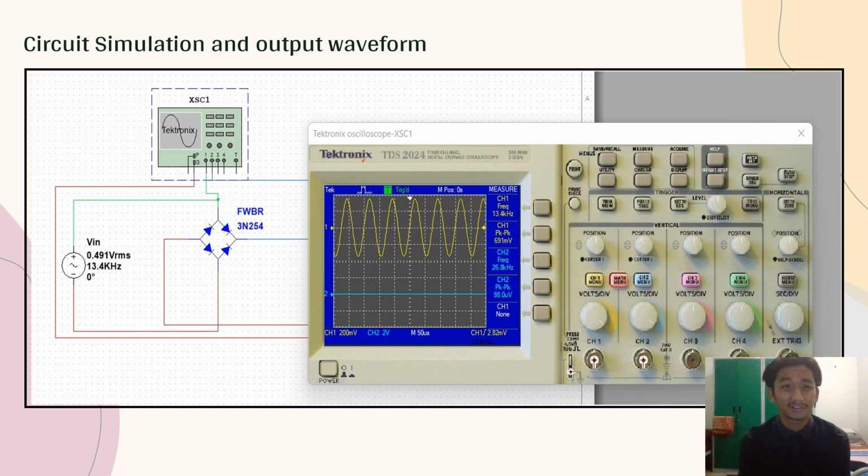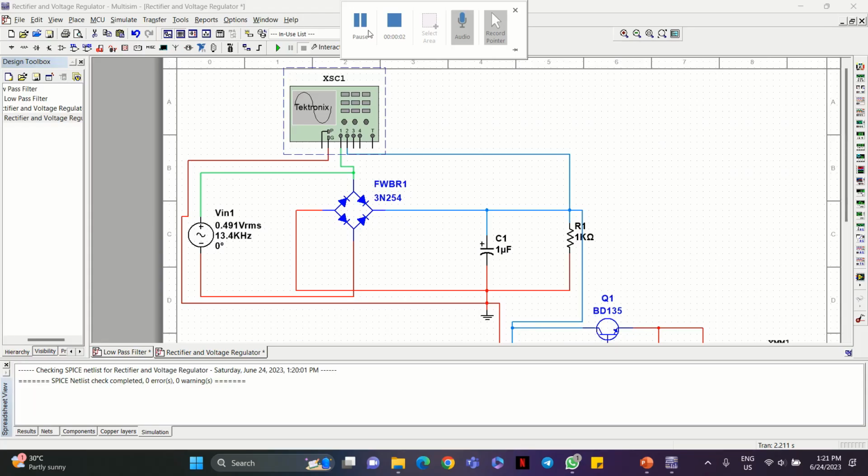So this is the circuit simulation and output waveform. The output waveform will be present at the oscilloscope. For this output, the frequency is 13.4 kilohertz and the value of peak to peak is 691 millivolt. So this is for the circuit simulation. I will run the circuit.